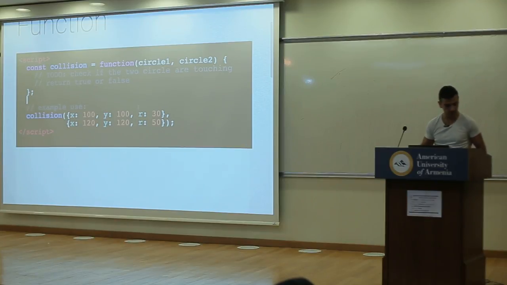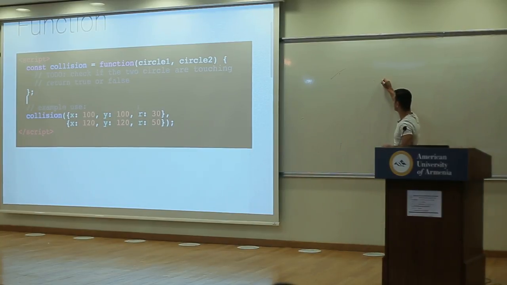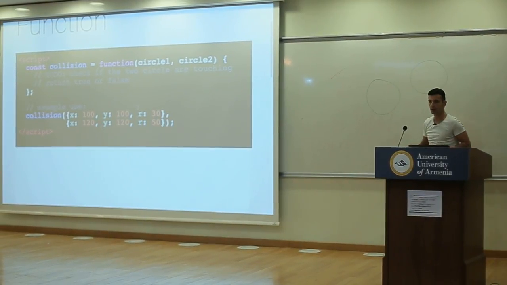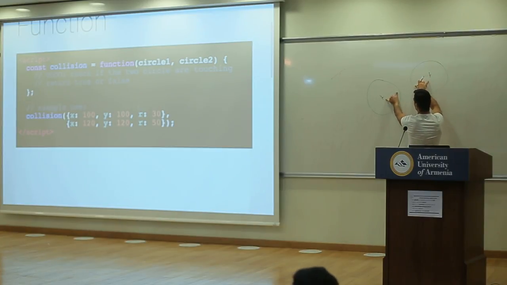Okay, so before we write code, let's visualize this. You have two circles. A circle and a circle. They have the centers here and here. We need to find this distance here, and then make sure that that distance is less than the addition of these two radiuses, this radius and this radius. Right? It's easy.